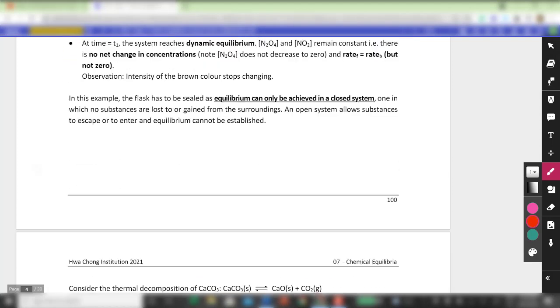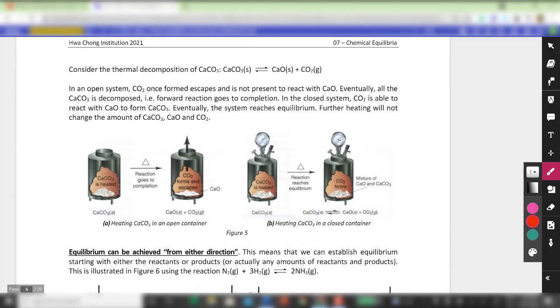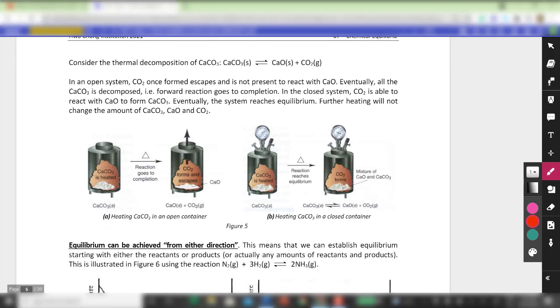For the next thing, we're going to look at the thermal decomposition of calcium carbonate. We want to be aware that we can only achieve equilibrium for this particular reaction in a closed system, because in an open system, an open container, whatever CO2 has been produced will actually escape.